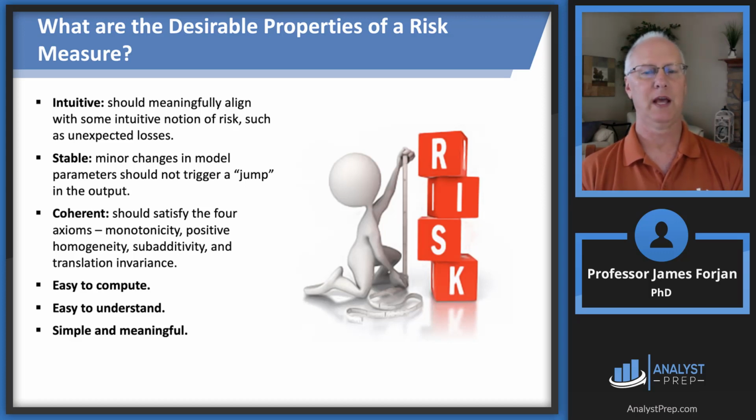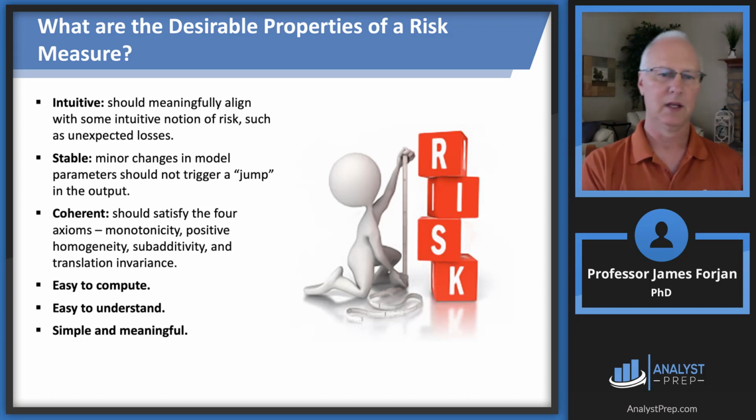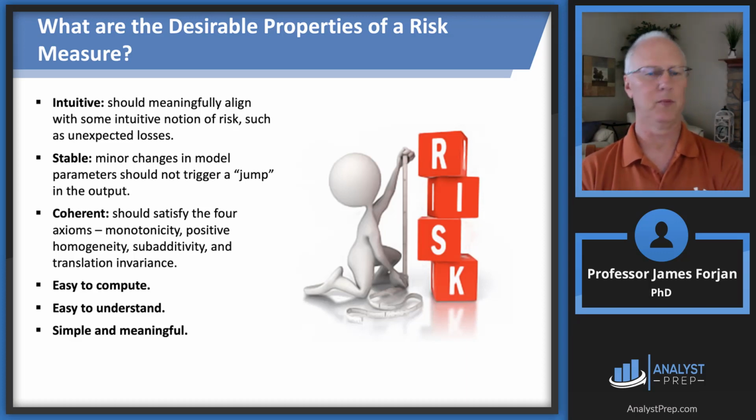Positive homogeneity, that's a simple one. That just means that if you have this much risk with this position and you double your position, like maybe invest $200 as opposed to $100, then you ought to double your risk.